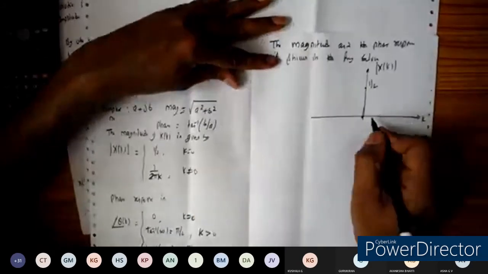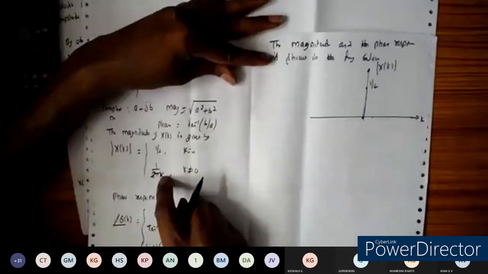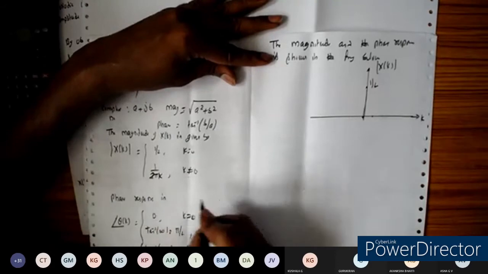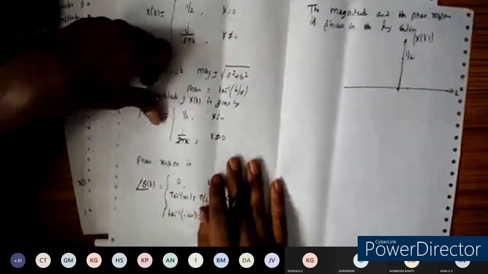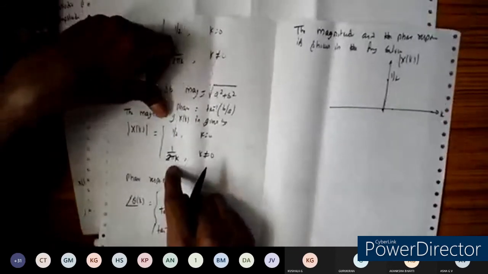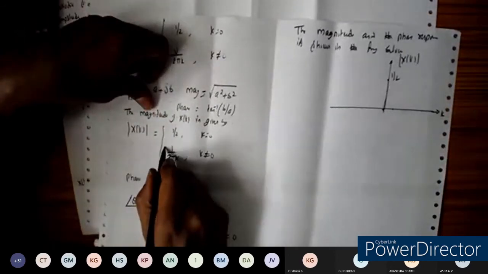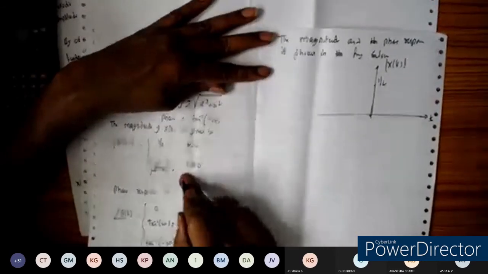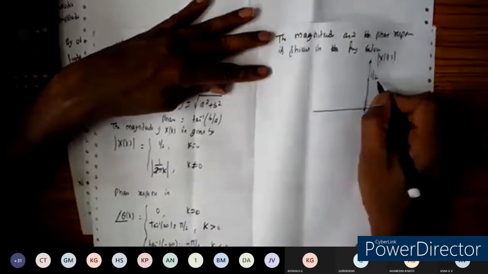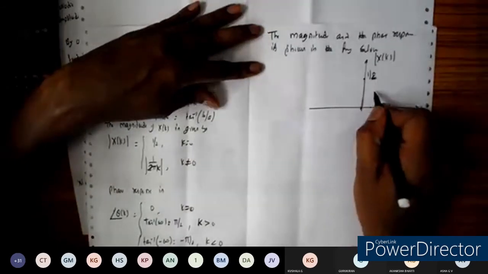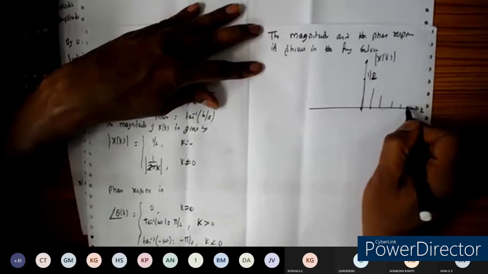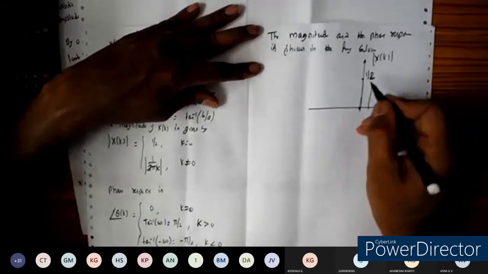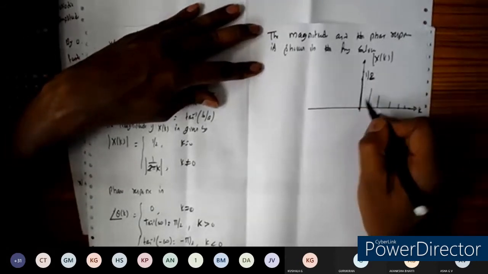For k equal to 1, it is 1 by 2 pi k. We consider the magnitude, so it remains as magnitude only. For k equal to 1, 1 by 2 pi will obviously be less than 1 by 2. So you're going to get like this. For k equal to 2, 3, 4, like this, it is going to decay.